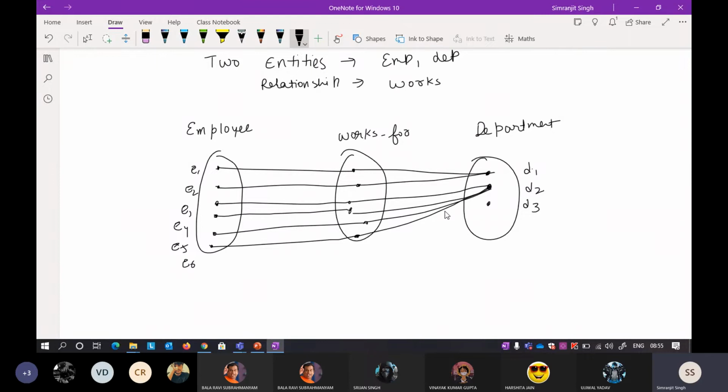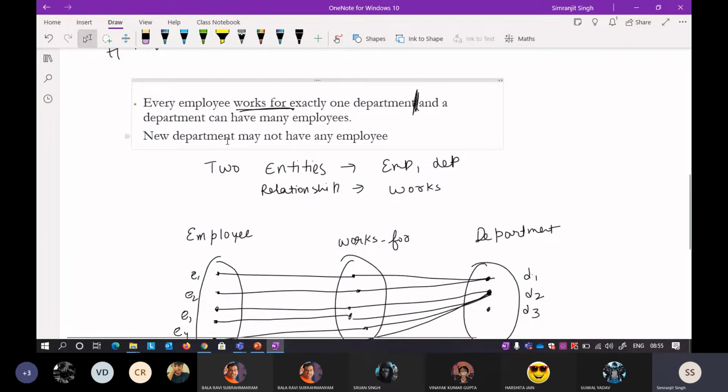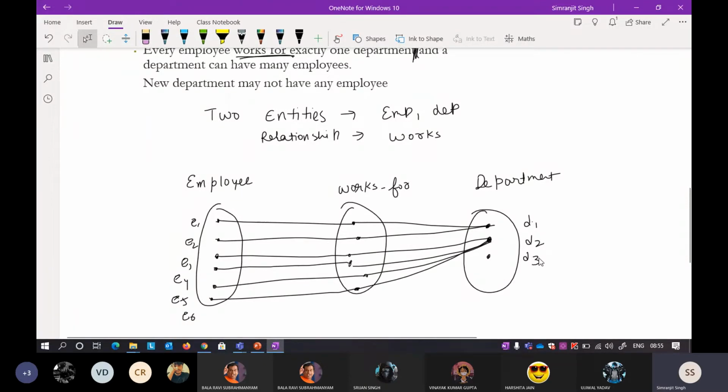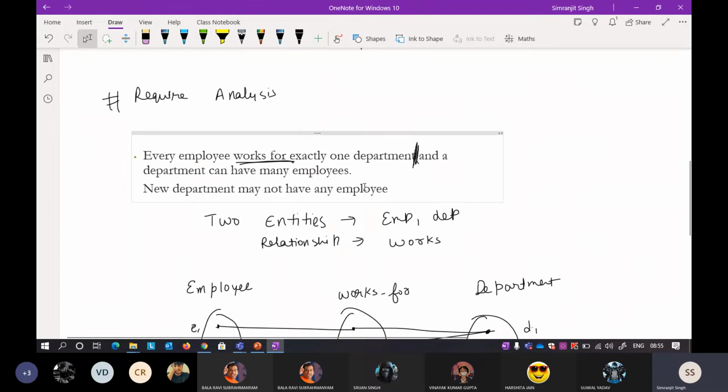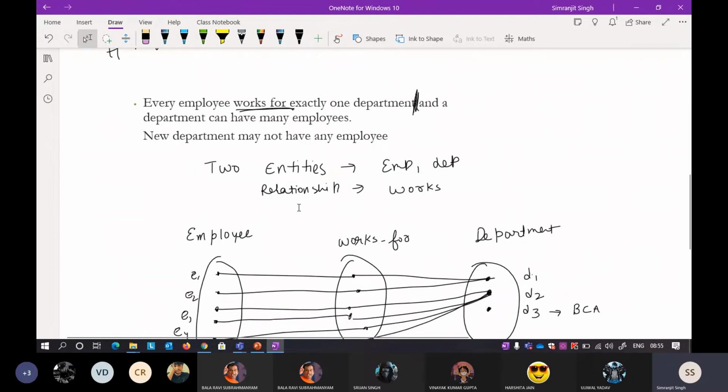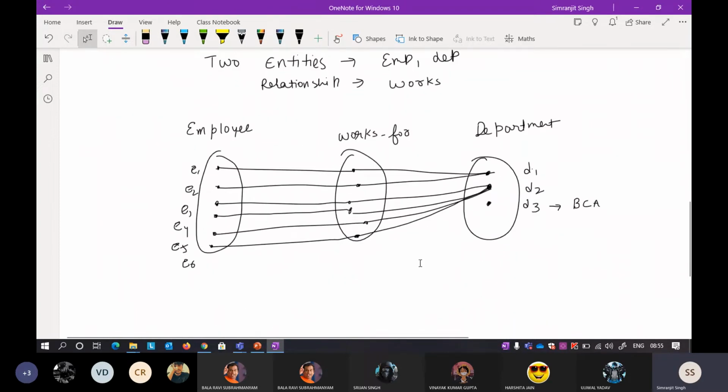Again, there is one other requirement: a new department may not have any employee. So suppose this is a new department that is established in Bennett University, that is the BCA department. Right now this is just a theory, it is not actually implemented, and there is no employee related to this particular department. That is why I've left this particular department as it is. This requirement part will always be given to you, so you can design a particular relationship. Based on these statements I'm designing the relationship.